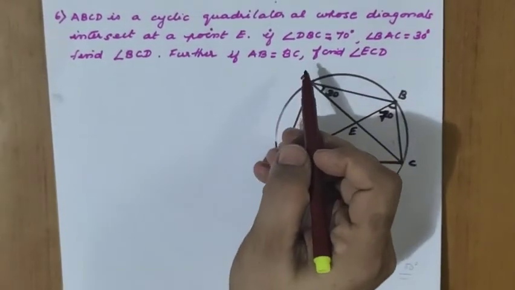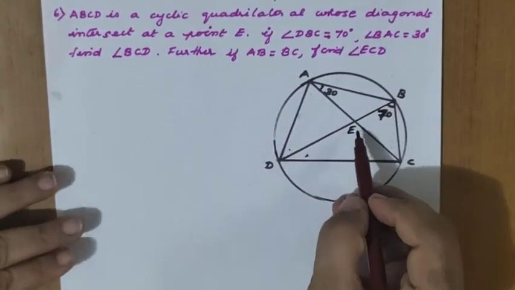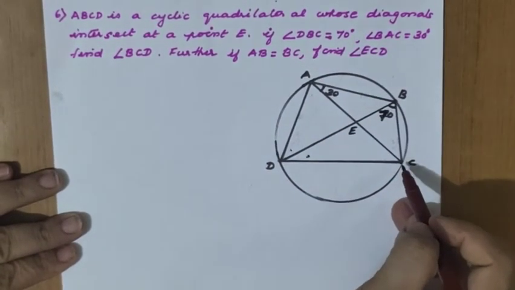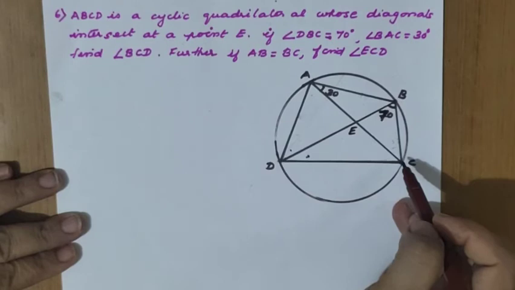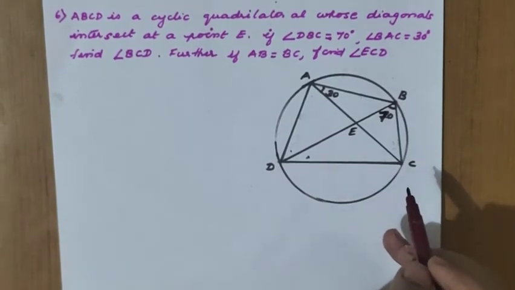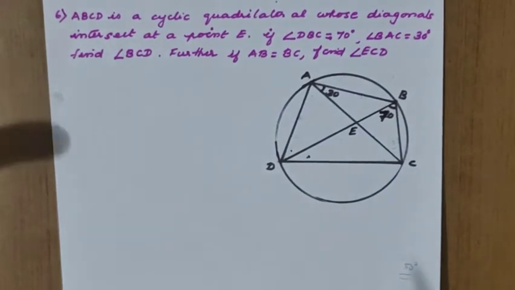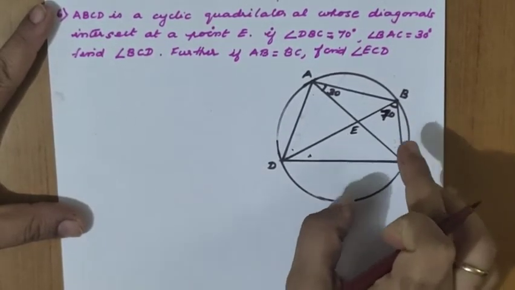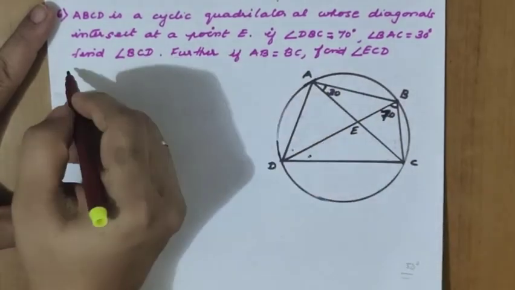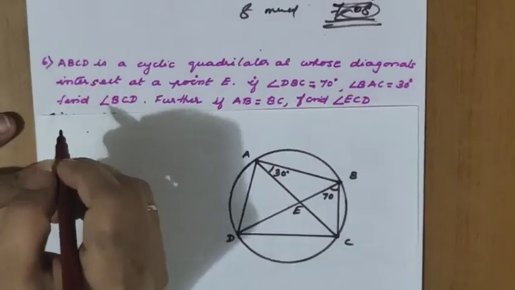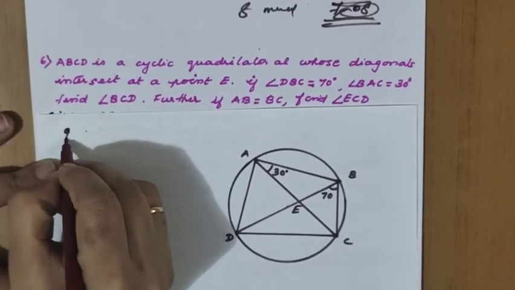ABCD is a cyclic quadrilateral whose diagonals intersect at the point E. Angle DBC is 70 degrees, angle BAC is 30 degrees. Find angle BCD. Further, if AB equal to BC, find angle ECD. ABCD is a cyclic quadrilateral, it is already given. So it is intersecting. Diagonals are drawn here because the diagram is not given to you. What is given in the question?